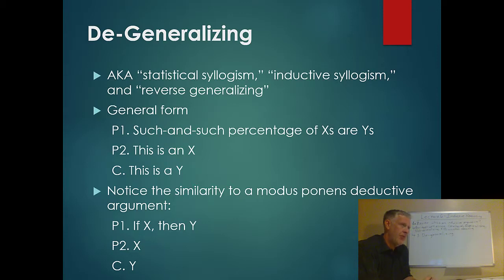But the difference here is that the person offering the argument isn't as definitive. They're basing it on limited experience, and knowing that, as I mentioned in previous lectures, they're not going to bet the farm or bet their life, as they would with a deductive argument. So it's very similar to a modus ponens deductive argument, but what we're up to here with an inductive or statistical syllogism, or de-generalizing, is inductive. The general form, as I point out on slide 15, is premise one: such and such percentage of X's are Y's, or most X's are Y's. This is an X, so therefore this is a Y.